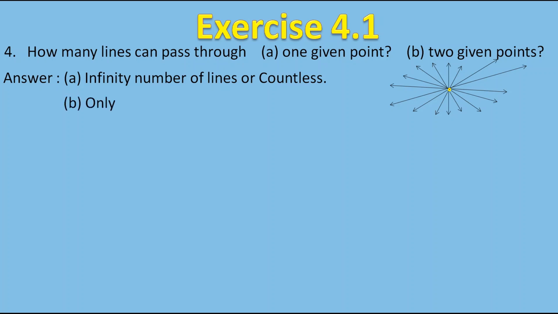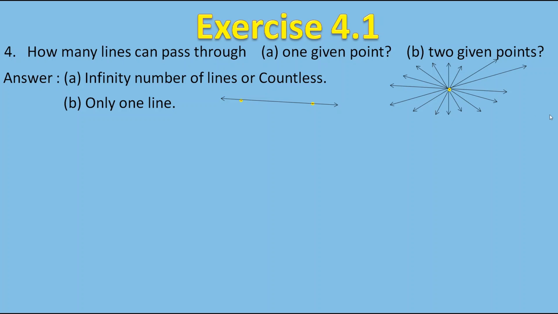The next is two given points. We can draw only one line, because see here we have two points and we can draw only one line from these two points. We can't draw any other line which can have these two points. So we can say only one line can be drawn from two given points.